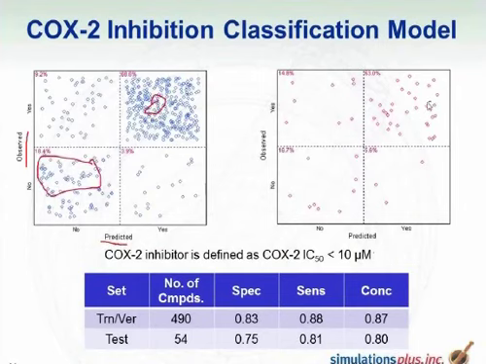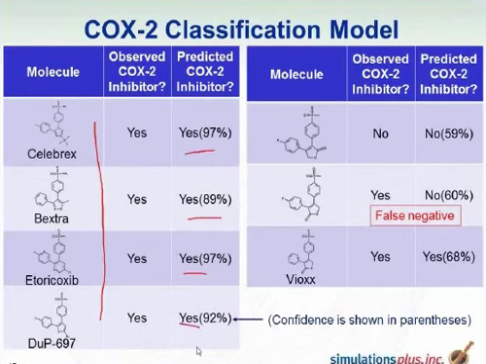Okay, so we've generated the model, and here are a few of the predictions. So these are some of the Celebrex, Bextra, valdecoxib, and DUP 697. They are all well below 10 micromolar as the IC50, and we correctly predicted that all of these are inhibitors for COX-2. The value in parentheses is the confidence, so we're highly confident in all of these predictions.